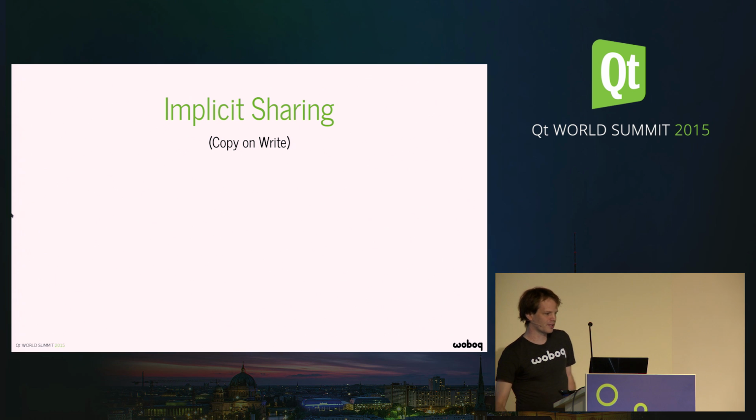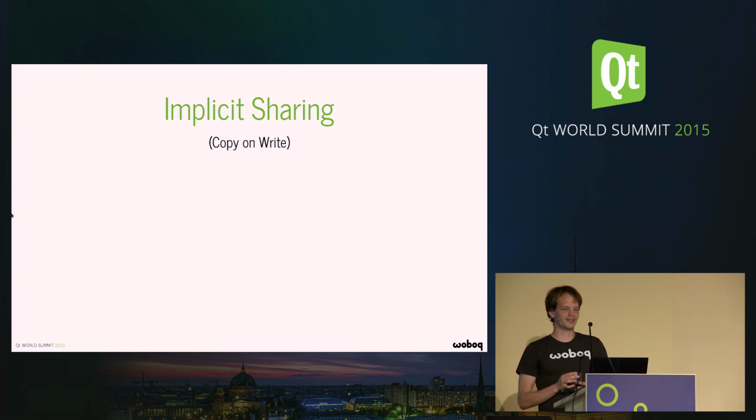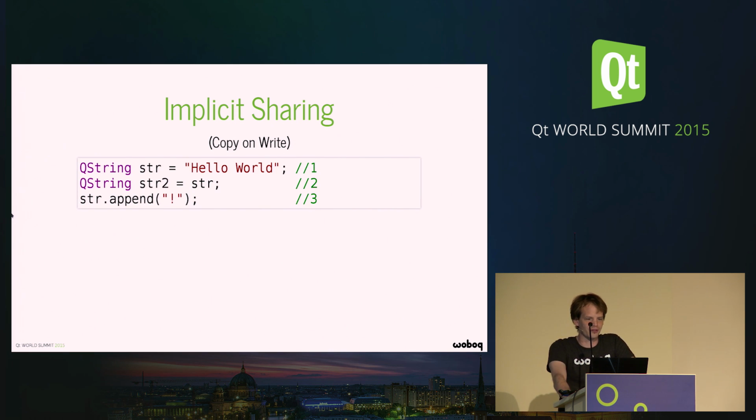So another big difference between Qt and STL is that in Qt, most of the containers are implicitly shared. So are you familiar with the concept of implicit sharing? So most of you are familiar, but I'm still going to go over a piece of code to explain what implicit sharing is. Imagine we have this code, we take a string, we assign it to hello world, then we take a second string, that is a copy of the first one, and then we append the exclamation mark at the end of str.